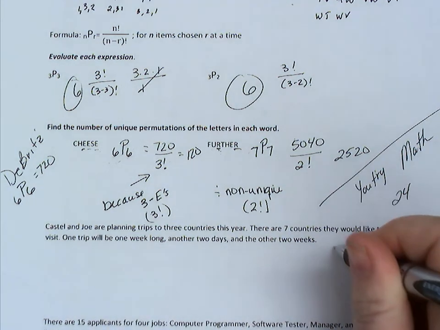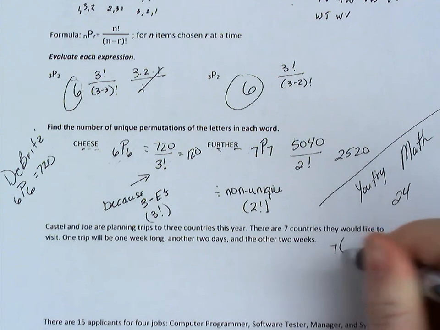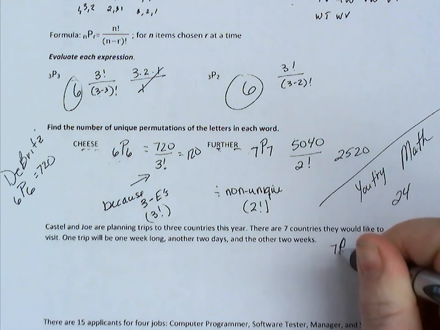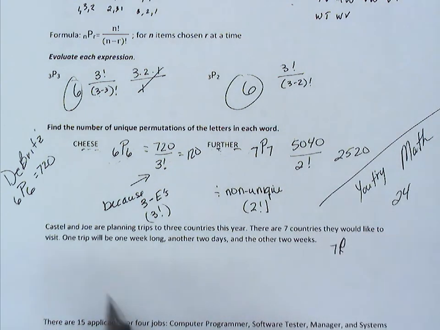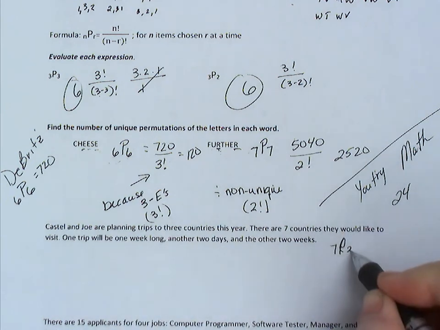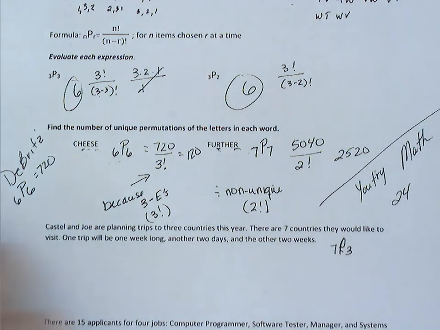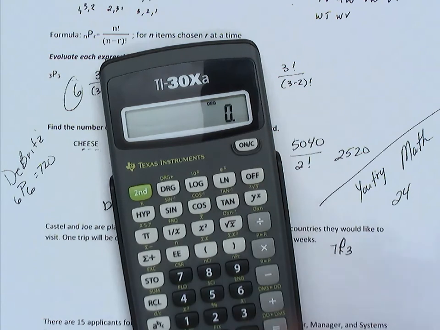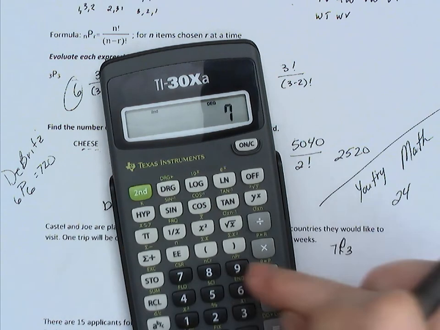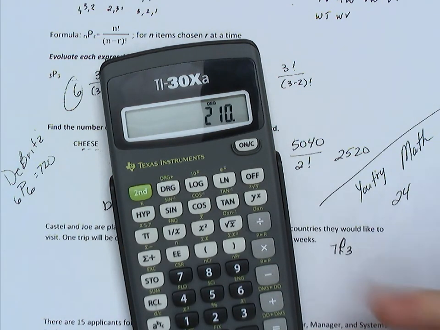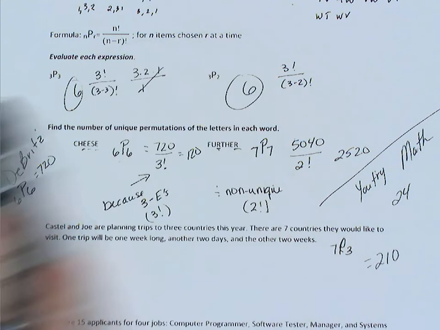So there's where the idea of order comes in. So I have 7 countries. I'm doing a permutation because the order matters, and I get to only see 3. So I have 7 countries, I'm choosing 3 at a time. So all of the different ways I can do that is 7 permutation 3, which is 210. So there are 210 ways to do this one.